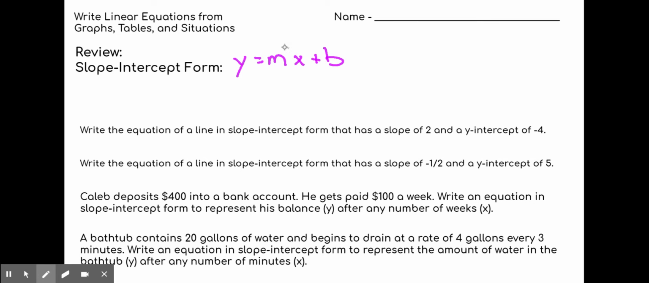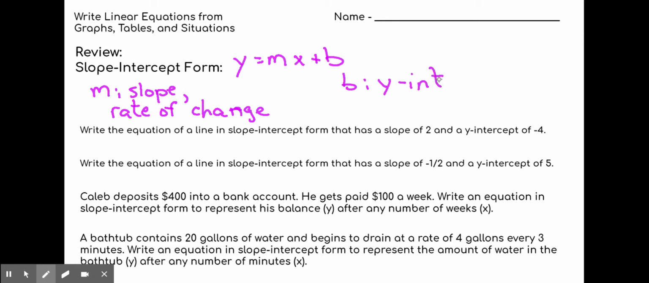X and y are coordinates of ordered pairs on the line, right? Every point has an x coordinate and a y coordinate. The m is the slope, or if we're looking at a context problem or a word problem, it's the rate of change. And b is the y-intercept. That's where we cross the y-axis. Or if we're looking at a context problem, it is the initial value.